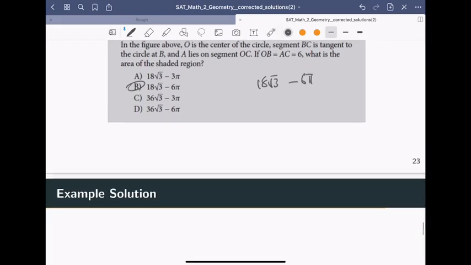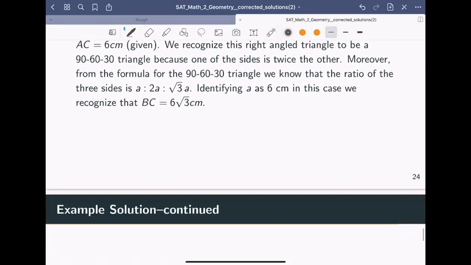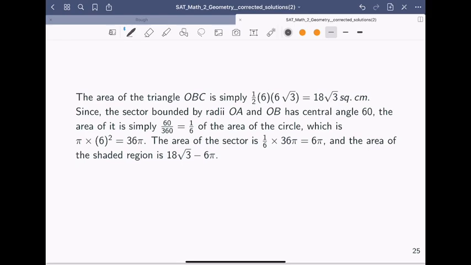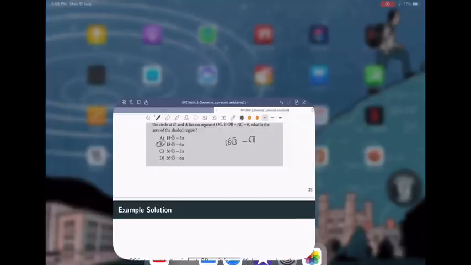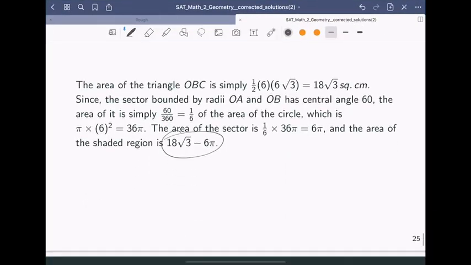And here I've worked through the solution as well. So the area is 18 root 3, like we just got here. Oh, sorry. Okay, moving on.